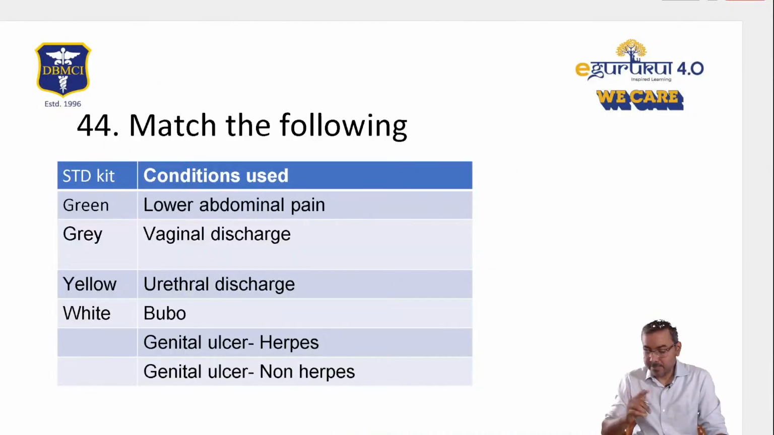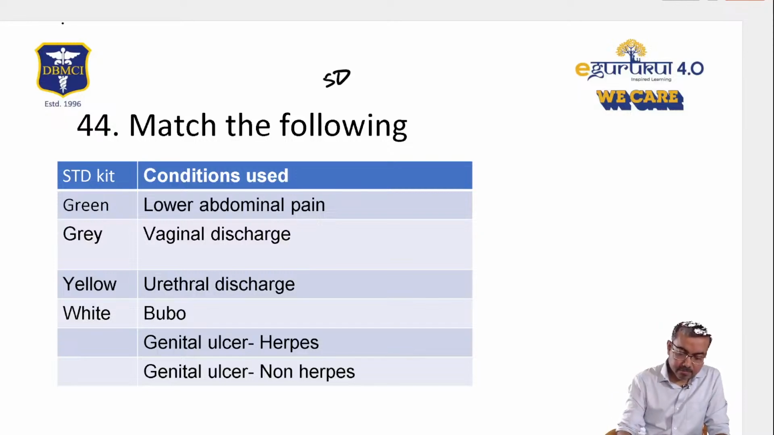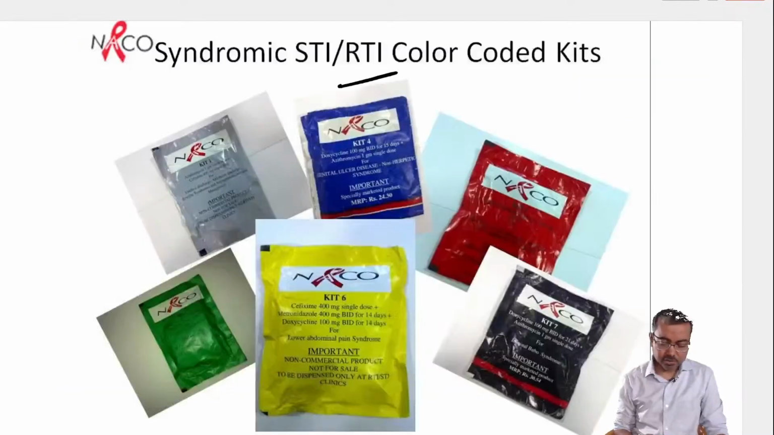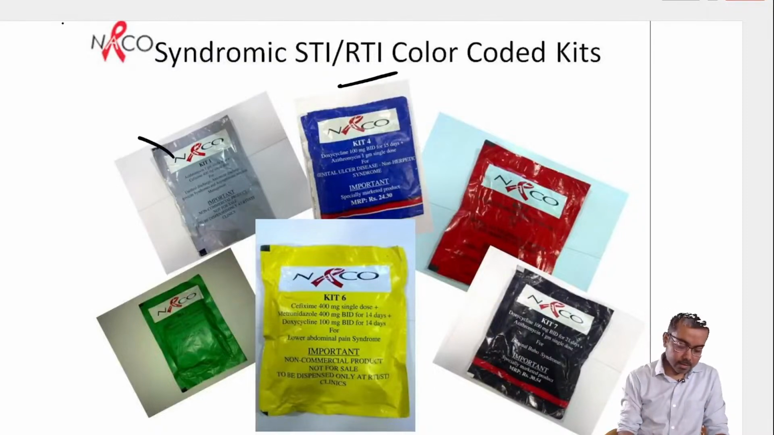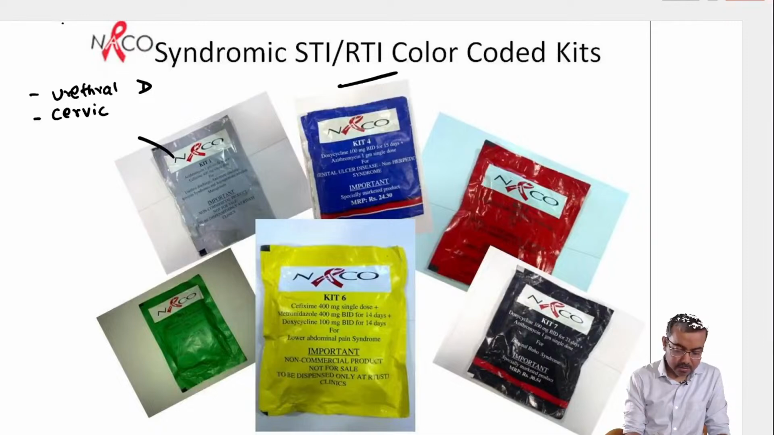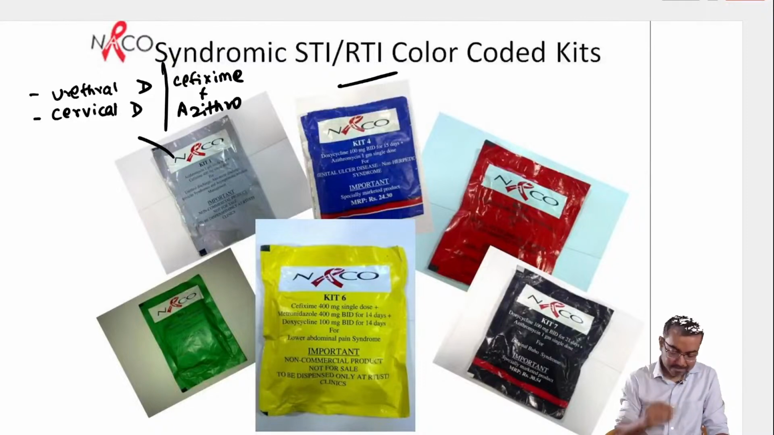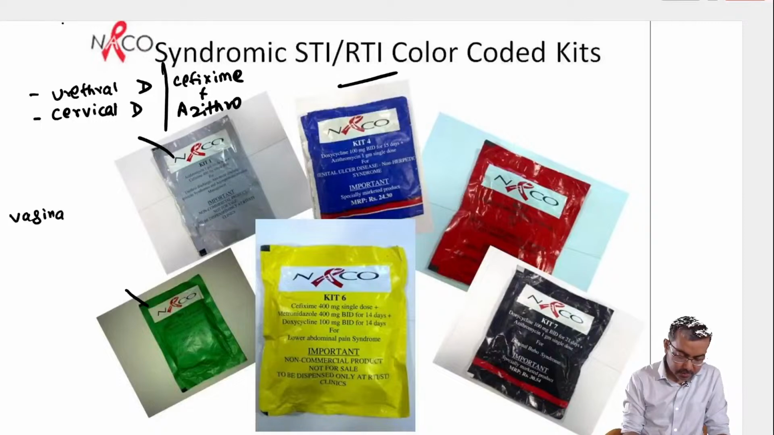Match the following, again very important. These are the STD kits, bache. I'll show you on the kit first so that you can extrapolate it on the table. Gray kit is for urethral discharge, cervical discharge. This usually has cefixime plus azithromycin. The green kit is for vaginal discharge.